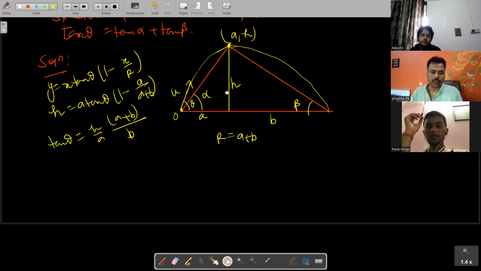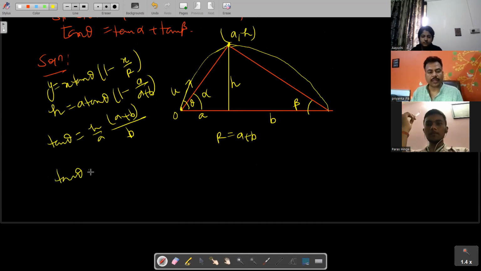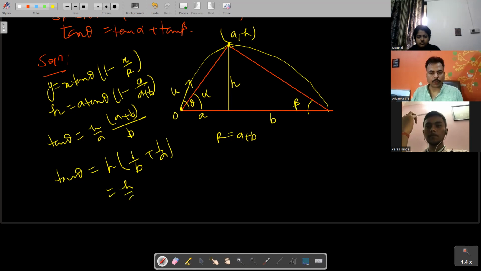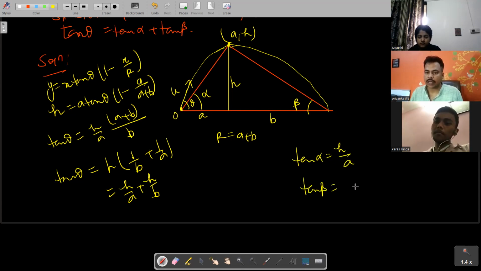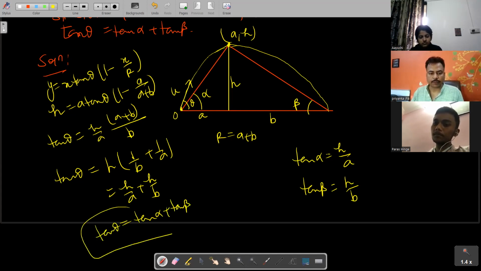Now you can see tan theta is, you can divide this by, this is A into B. So H, A upon AB, 1 by B, B upon AB, 1 by A. So this is H upon A plus H upon B. In this triangle, you can see that tan alpha is perpendicular upon base. And in the other triangle, you can see that tan beta is perpendicular upon base. So you can write this as tan alpha plus tan beta. Proof.